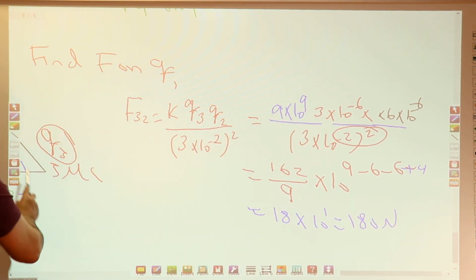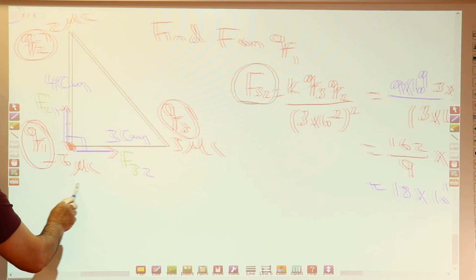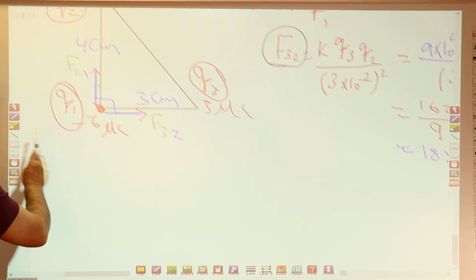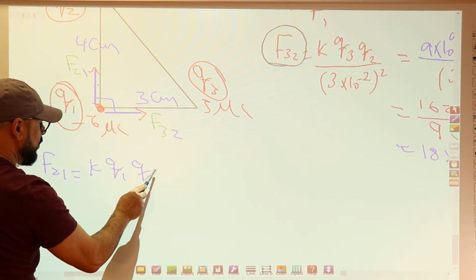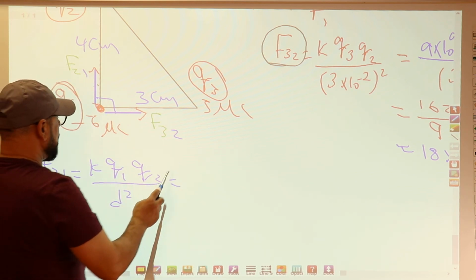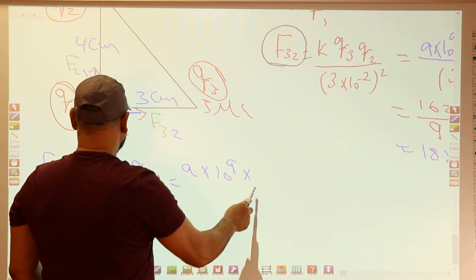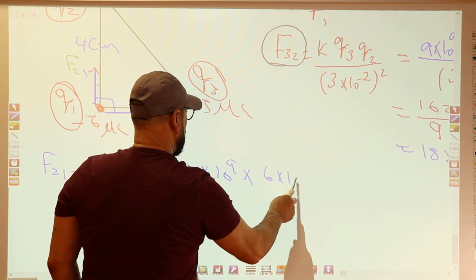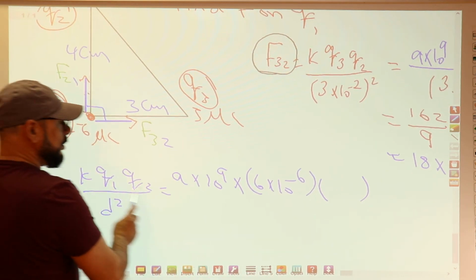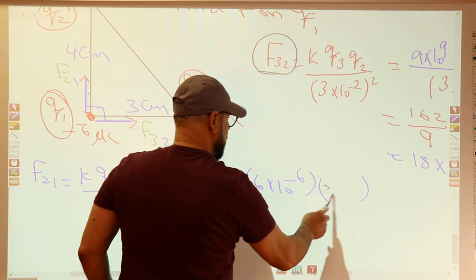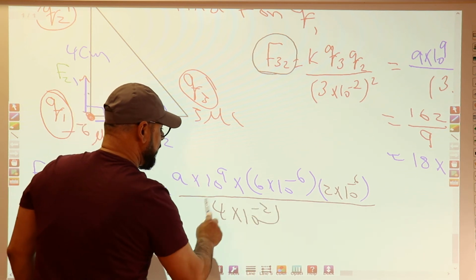The same thing we're going to do for F32. We're going to do the same thing for F21. The same formula: k Q1 Q2 over d squared. k is 9 times 10 to the 9, right? Times Q1, 6 times 10 to the negative 6. You see, disregard the negative sign when you calculate. Times Q2, 2 times 10 to the negative 6. And the distance between them, 4 times 10 to the negative 2, squared.